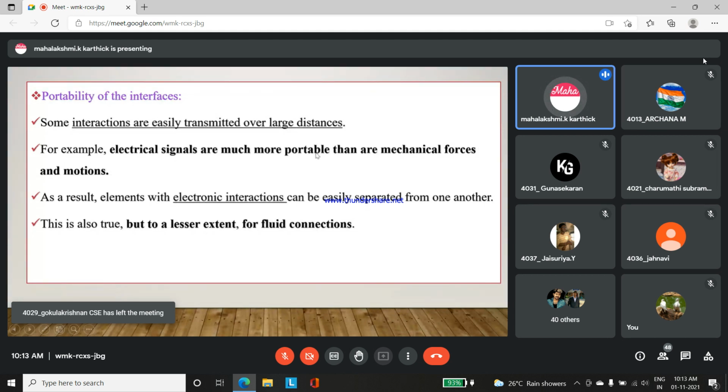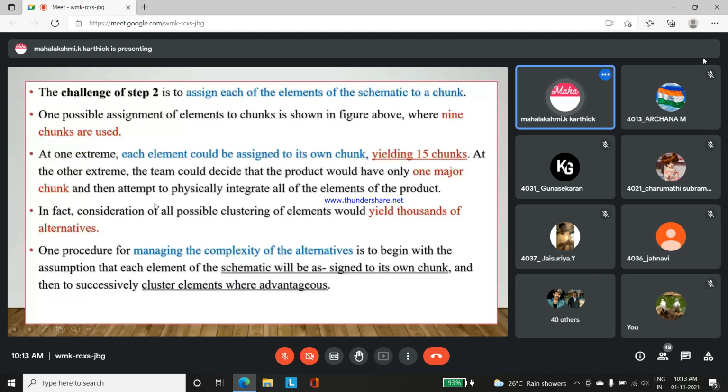So for a printer, if there are electrical provisions, they can just connect that printer and take the printout, right? Instead of depending on mechanical force, the electrical interaction is the best way they would have selected. But in all products you can't take that, right? As the printer is made up of mostly electronic parts, the electrical signal is the best way. But in fluid connections, it will not suit. So accordingly, clustering the elements becomes an advantage here.